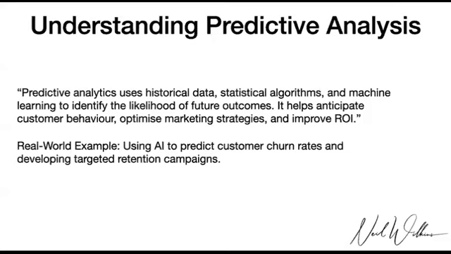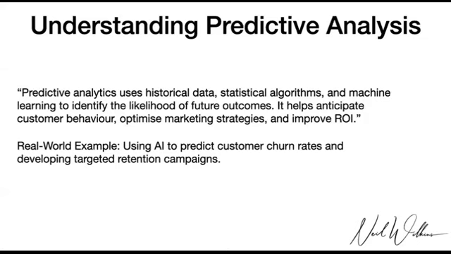So what is predictive analysis? It's a technique and a process that uses historical data, statistical algorithms, and machine learning, typically now, to identify the likelihood of future outcomes. So it helps us in business to anticipate things like customer behavior, optimal marketing strategies, and of course, ultimately, it helps us to improve our ROI, return on investment. So by being able to predict the future from historical data and analysis of things that have happened in the probably not too distant past, we are able to predict things going forward. And that is ultimately what we're talking about here.